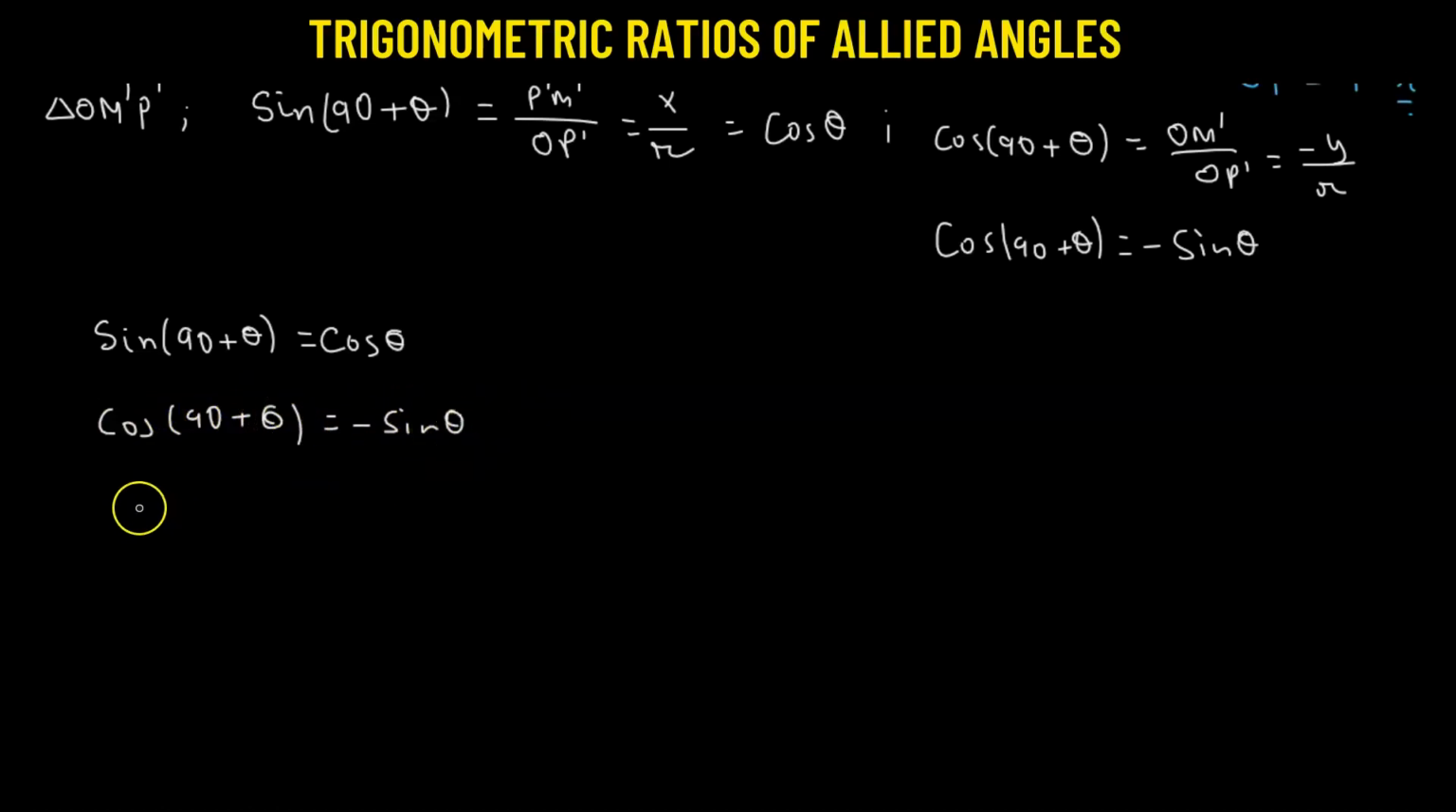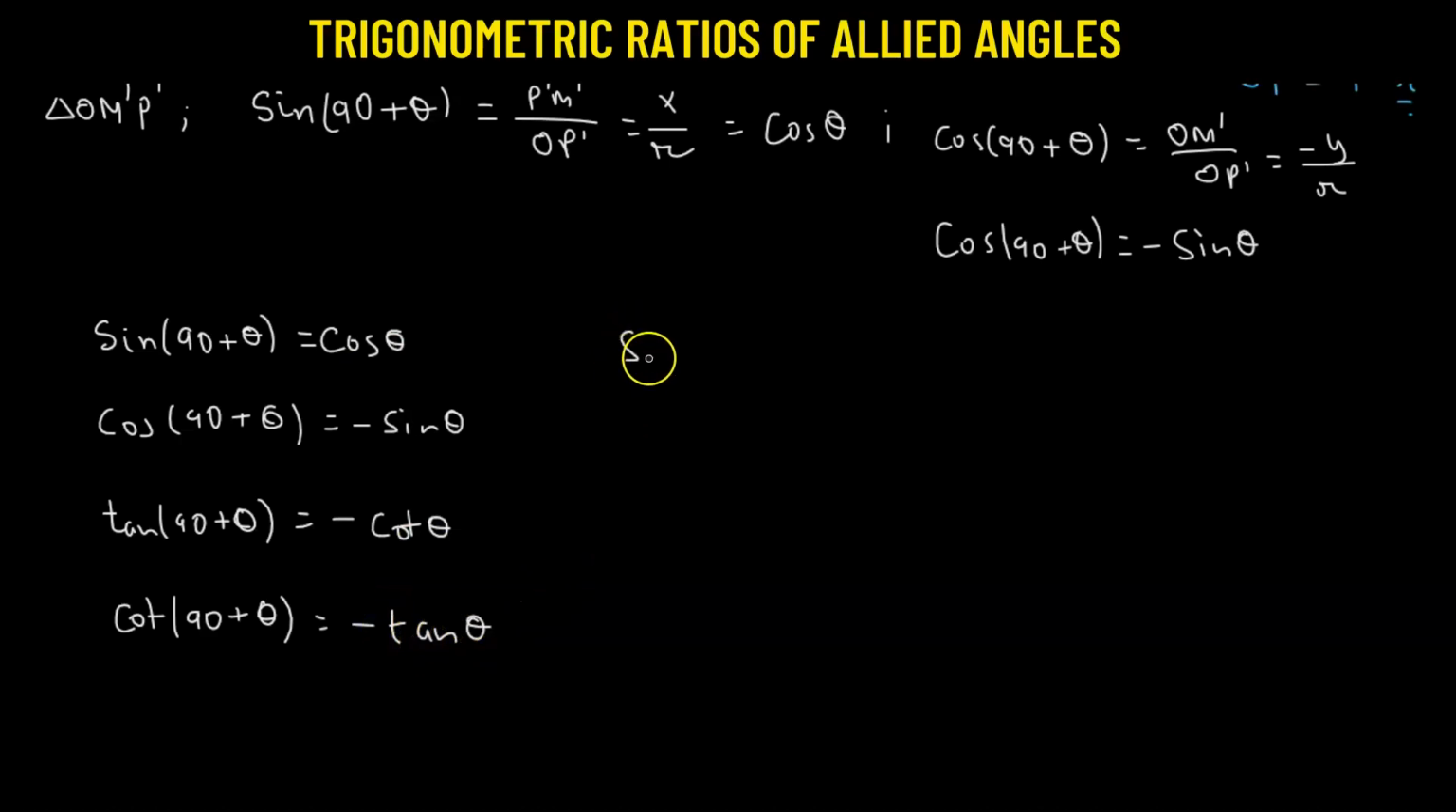Then we can also define the tangent function. So tangent of 90 plus theta will be the ratio of sine over cosine. That means we have cosine over negative sine theta, and that will be negative cotangent of theta. We can define cotangent of 90 plus theta. So cotangent of 90 plus theta will be the ratio of cosine 90 plus theta divided by sine 90 plus theta, which will be negative sine theta over cosine theta. That's going to give us negative tangent theta.